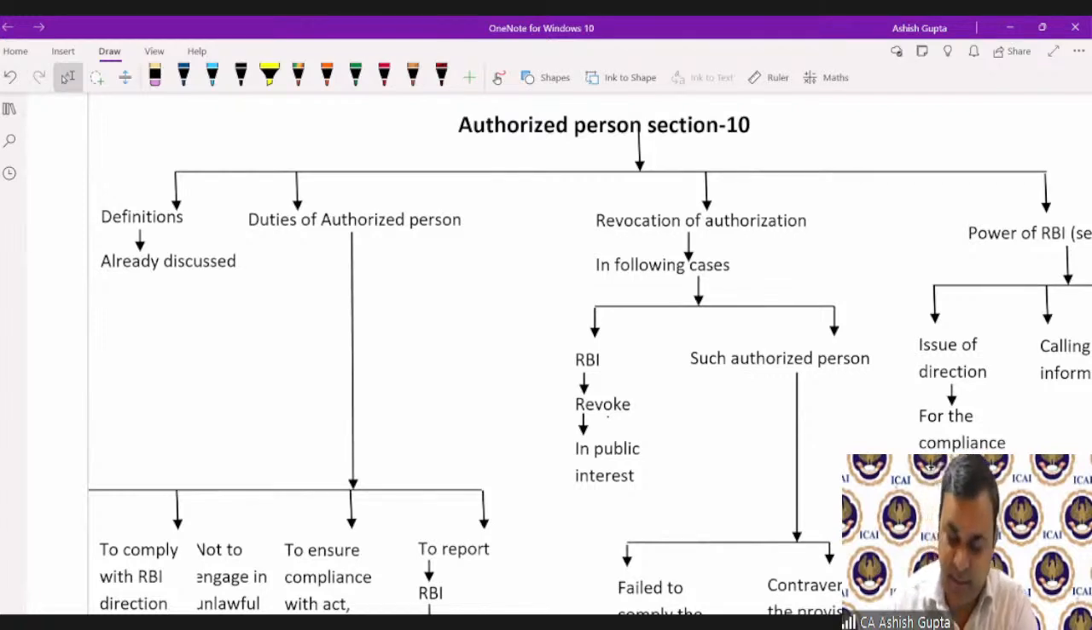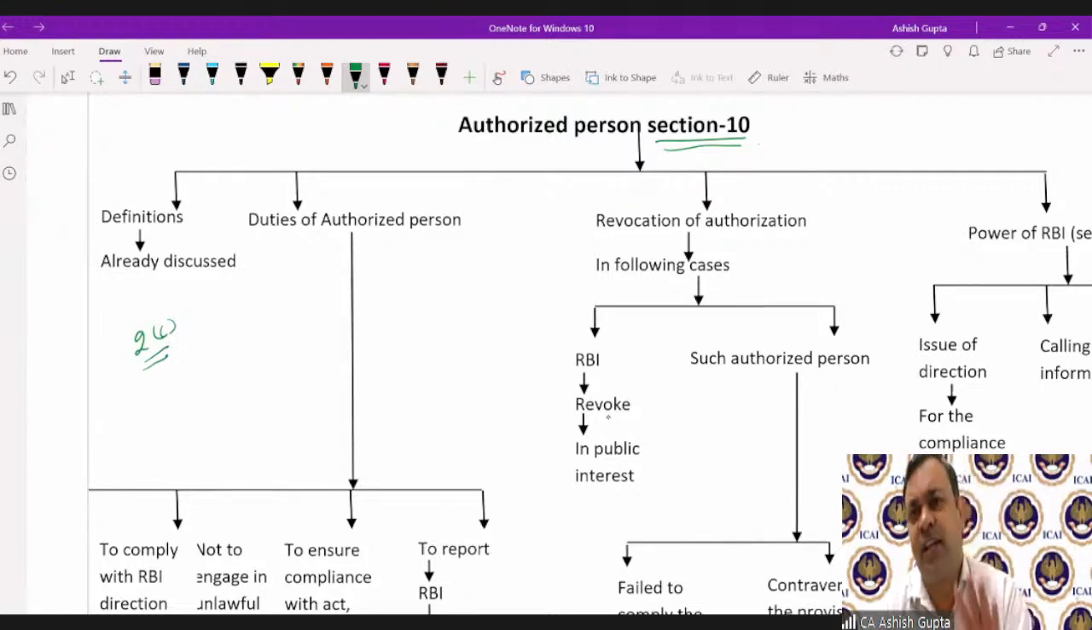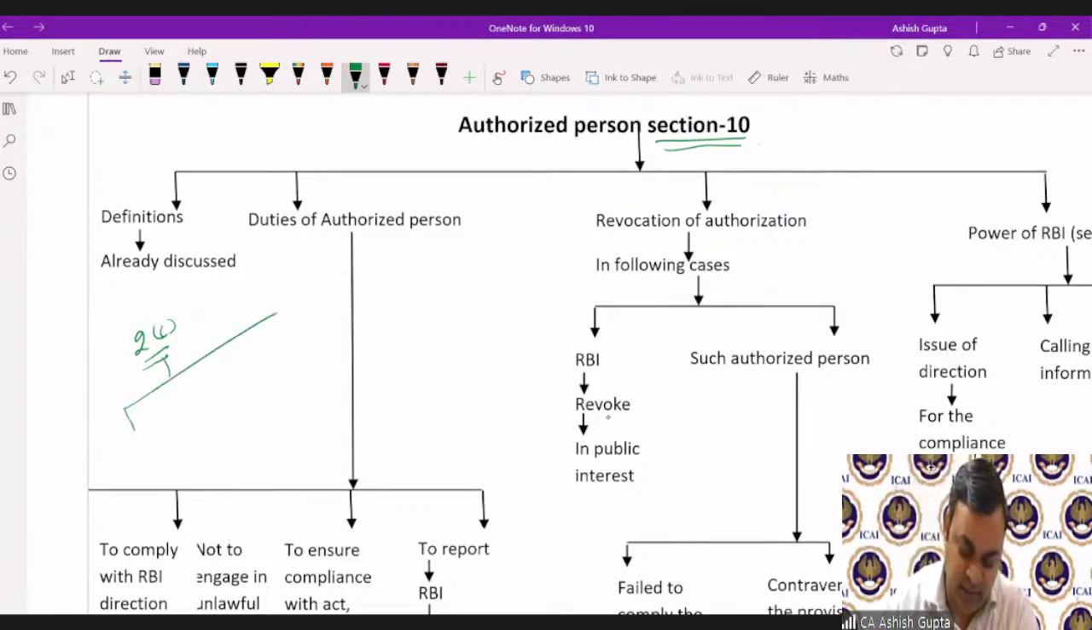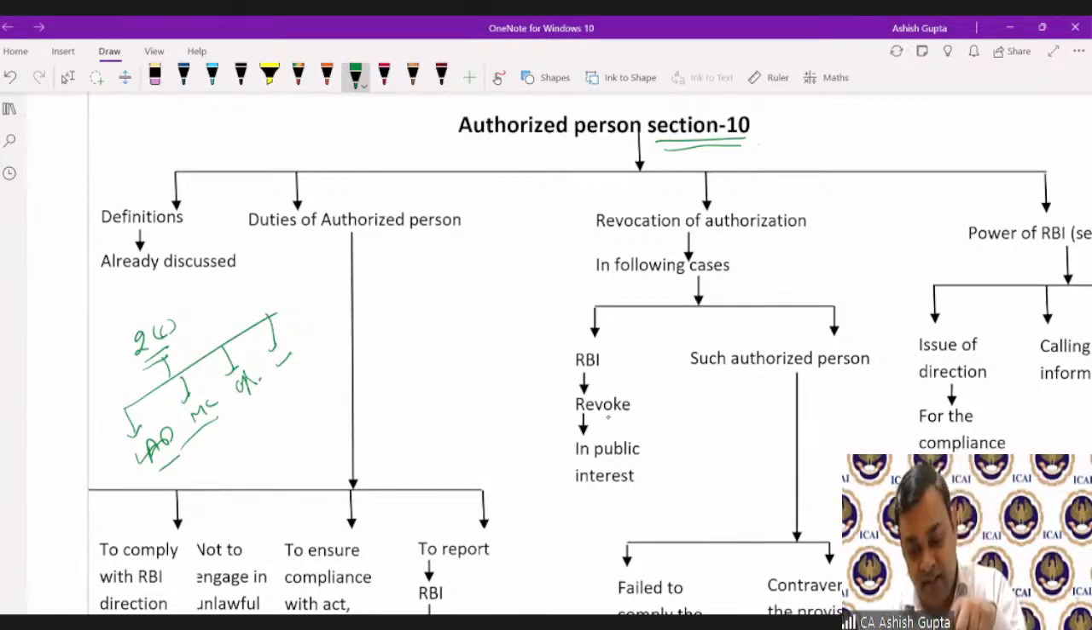That is the concept, right? Authorized person. Section 10 deals with the authorized person. Okay, so the definition we already discussed. Now, what is an authorized person? The authorized person definition is prescribed in section 2C, and that deals with 4 points. Authorized person means authorized dealer, money changer, offshore banking unit, and any other person who is authorized under section 10 to deal in foreign exchange or foreign security. So that is the definition of authorized person, which we already discussed in our previous lecture.